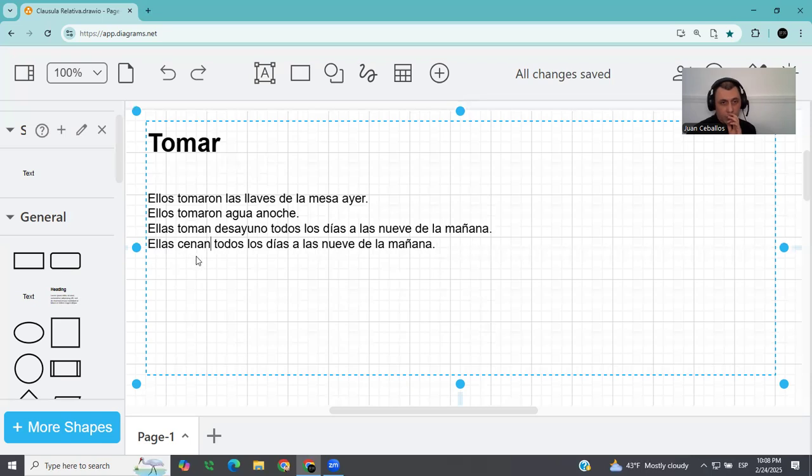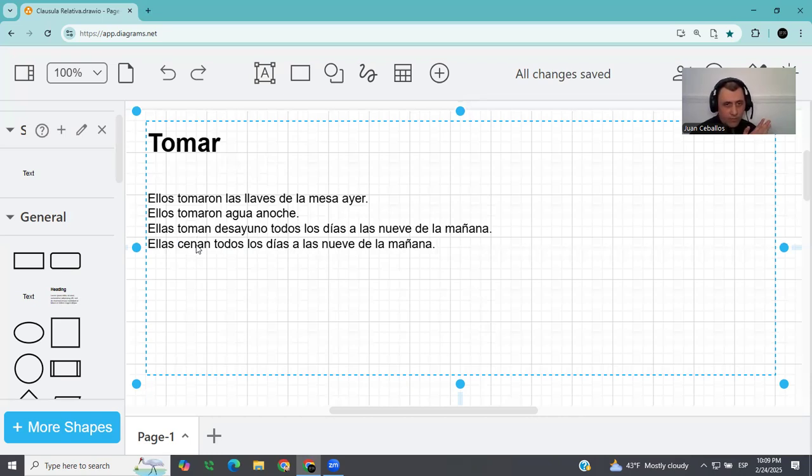They eat lunch. That's how we say it. They eat lunch todos los días a las 9 de la mañana. So they lunch. This is a verb that you don't use in English. We say they lunch at. I'm not sure if they eat lunch is correct in English, but in Spanish it is. We have a verb for that.